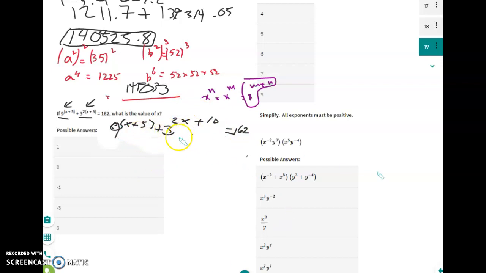Since nothing here can help, what I can do, since I see a plus in between, is this: when I have a plus in between, the simplification could be a little difficult since you cannot add any. So this 9, I can write as the second exponent. Can I do that? Yeah. Plus 3 to the 2x plus 10 equals 162. Okay. So now see if we can come up with anything out of this.